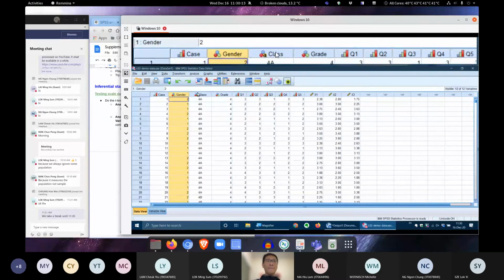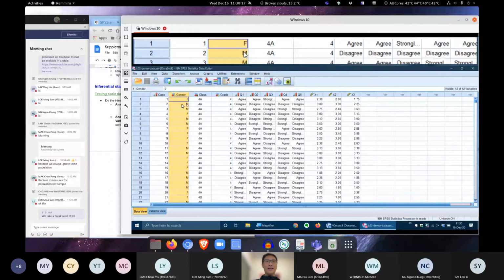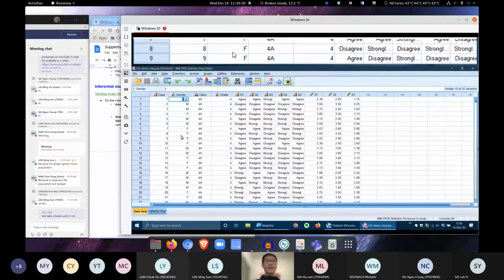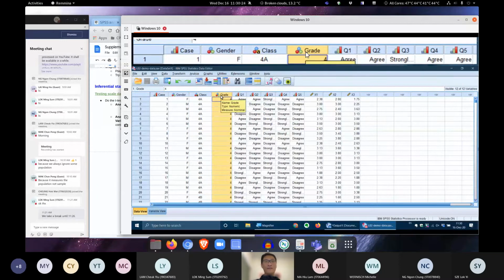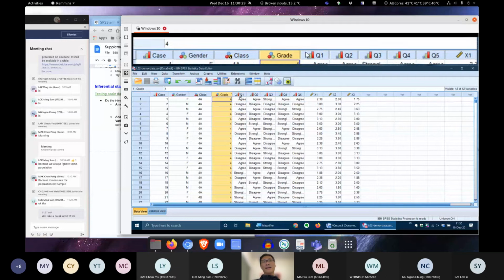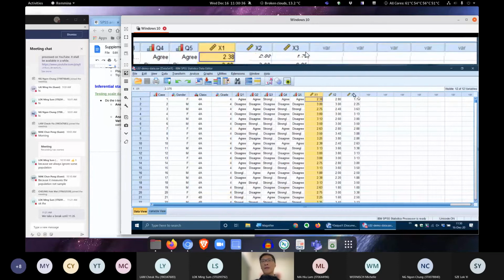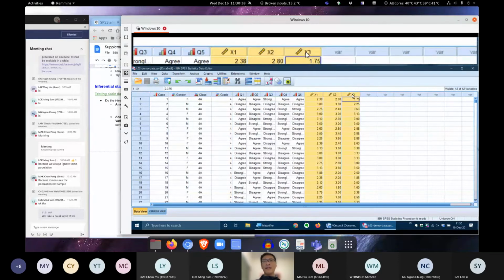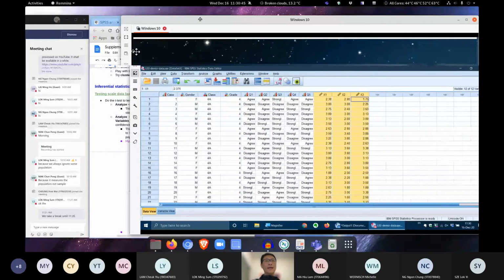We have the gender. If I click on the value label, okay, it actually shows the gender labels here. We have different classes. We have different grades. We have grade 4, grade 5, and grade 6. Okay, 3 different levels. And then 5 questions that are ordinal level. And then we also have 3 other variables that are scale level. Okay. So let's see what we can do here.